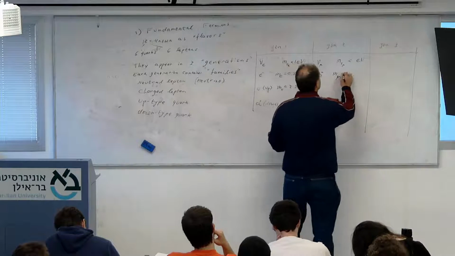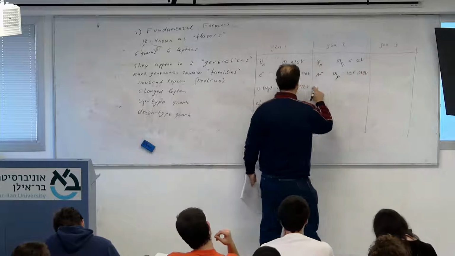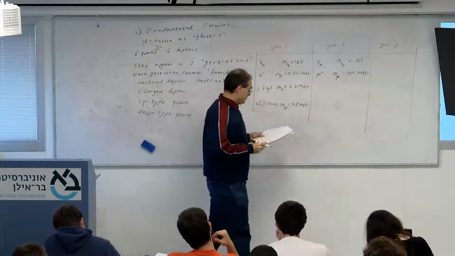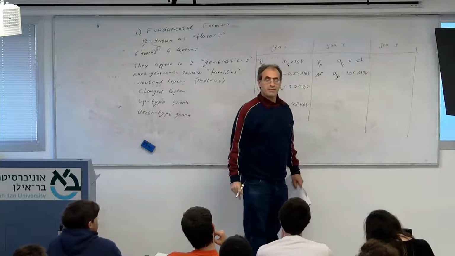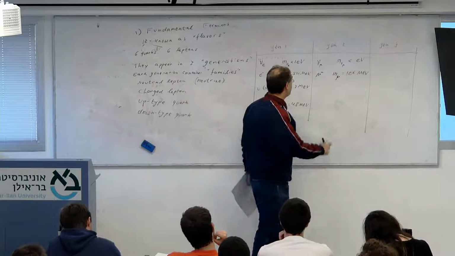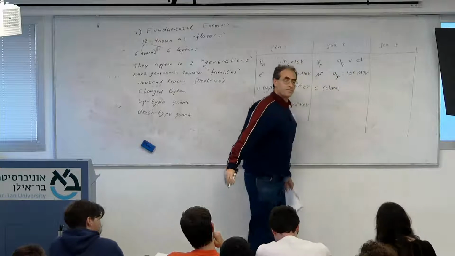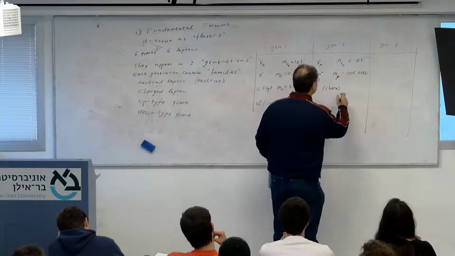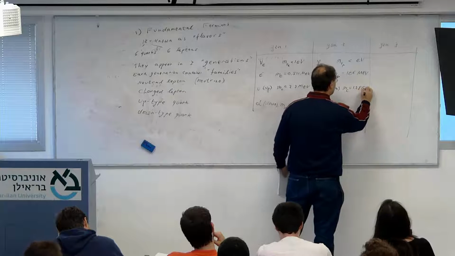This is 106 MeV, much heavier than the first generation. Then we have what will be the up-type quark? Nope. So it's the charm. It's called the charm. That's much heavier. M_c is 1.28 GeV.